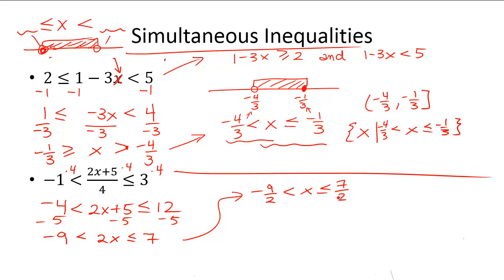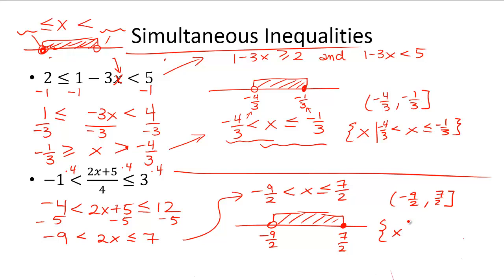Now this number is smaller than this one, so that makes sense. On a number line, we've got negative 9/2. X's are bigger than all of those, and x's are less than the 7/2. So you'll notice, same scenario, it's between those two amounts. Again, interval notation can also be written similarly, and so can set builder notation.